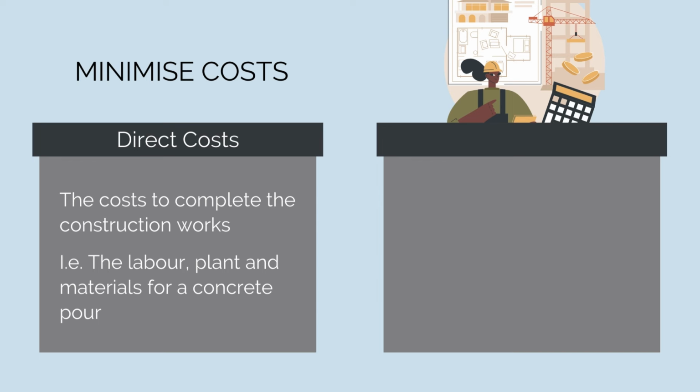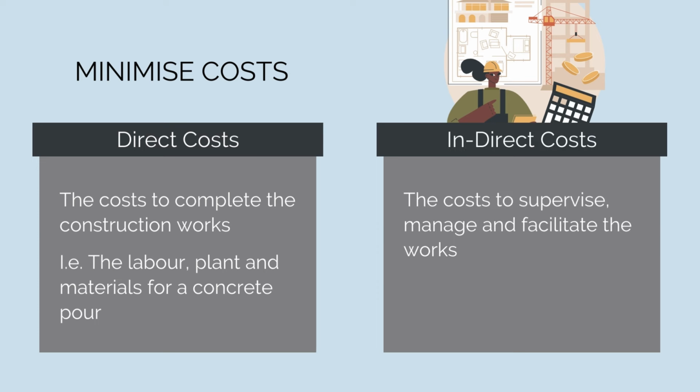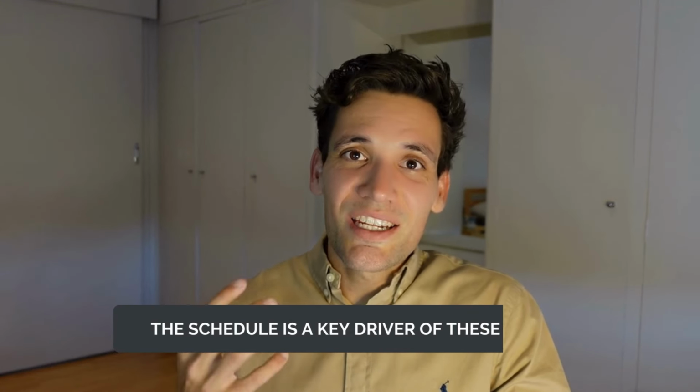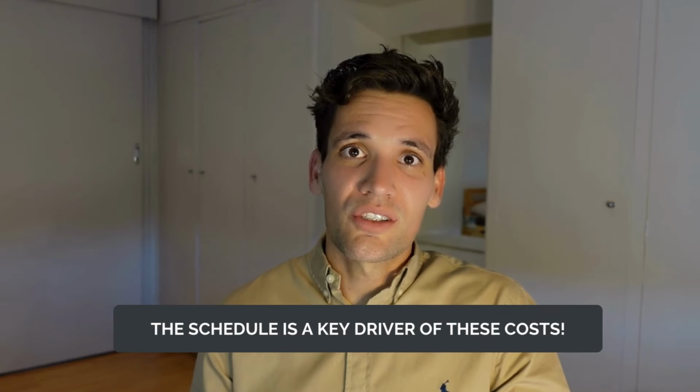On the other hand, we have our indirect costs. Indirect costs are the costs incurred to manage, supervise, and coordinate the works. These are things like staff salaries, office rentals, toilet rentals, vehicles, the ongoing recurring costs to manage the works. The schedule is a key driver of all of these costs.